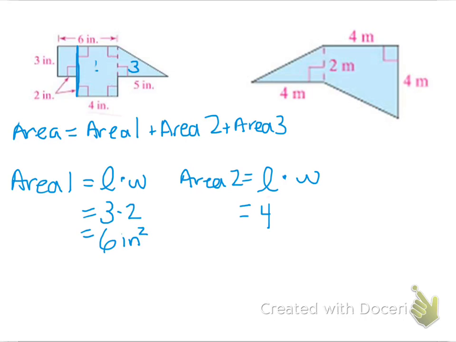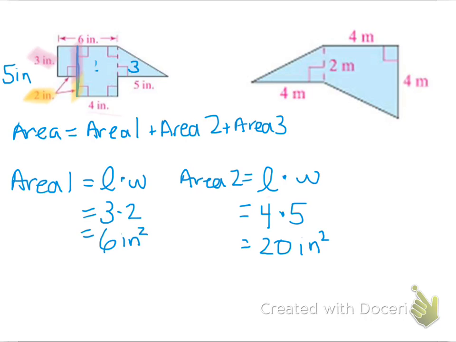I know that this part right here is 2 inches long. And then it also tells me that this part is 3 inches long from right here. So that means that this whole length is 2 plus 3, or 5 inches in total. So I'm going to write 4 times 5. I know 4 times 5 is 20, so the area of my second rectangle is 20 inches squared.